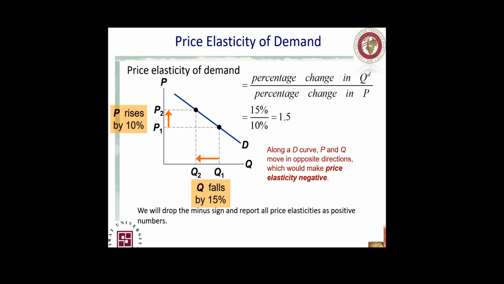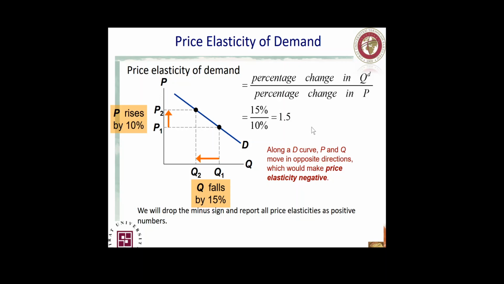Okay. Now I explained this one earlier, but let me just give an example. Let's say we calculate the percentage change in price. Let's say we find it is 10%. It's just an example. And we calculate the percentage change of the quantity. We find it 15%. We divide 15% by 10%, and that is the elasticity.